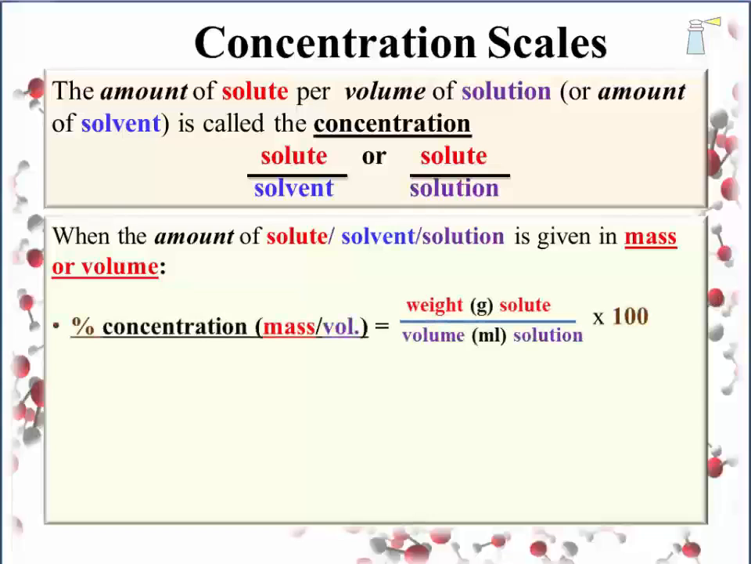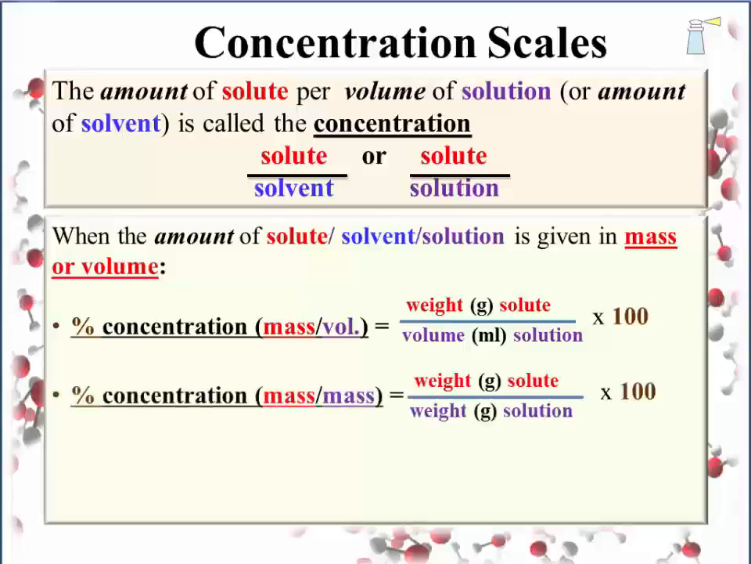The first is percent concentration with the ratio of mass or weight (grams) of solute per volume (mL) of solution. Since it is a percent, the ratio of weight per volume is multiplied by 100. A second weight percent concentration is mass or weight (grams) of solute per mass or weight (grams or kilograms) of solution. It is a weight per weight scale and also multiplied by 100.